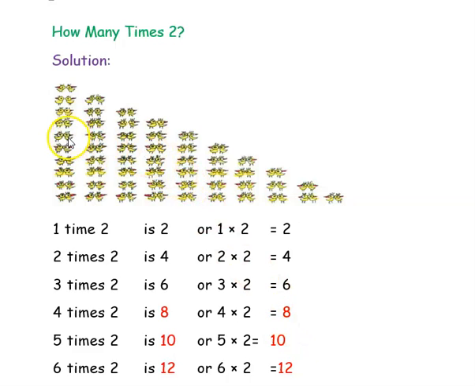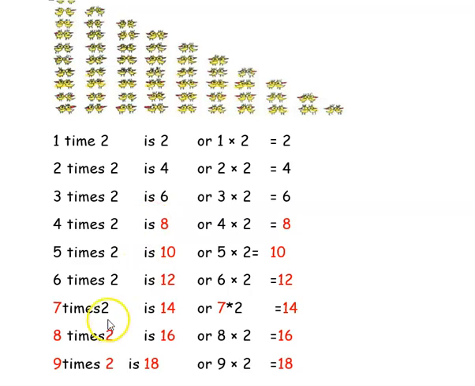Now if you move on to the fifth row, you have 1, 2, 3, 4, 5. So 5 times 2 birds. 5 times 2 is 10 or 5 into 2 equal to 10. Now if you move on to the sixth row, 1, 2, 3, 4, 5, 6. So it is 6 times 2 birds, that is 12 or 6 into 2 is 12.